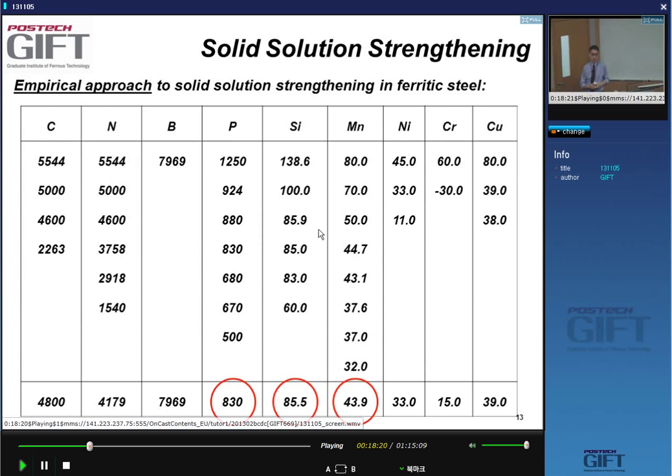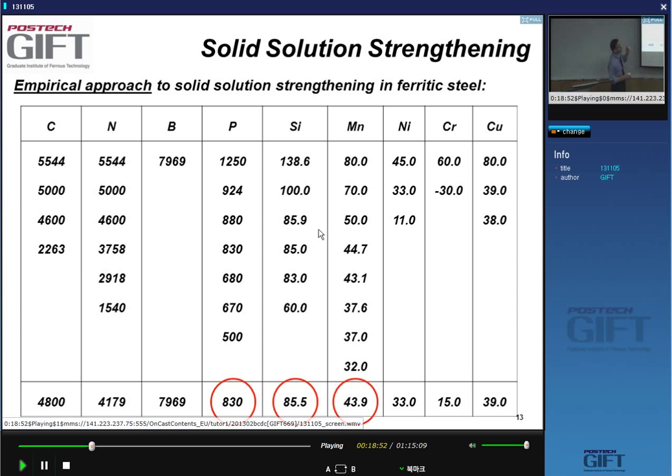However, when you do this, and this is a list of some of the solid solution strengthening factors that I have found in the literature, you see two things. First of all, there's lots of data out there. So many people have looked at this. Second, if you look at the data, it's very puzzling, right?